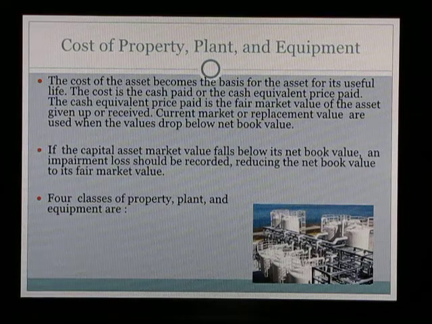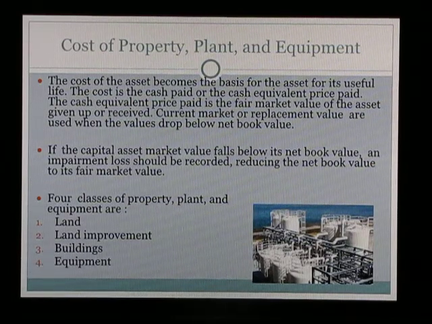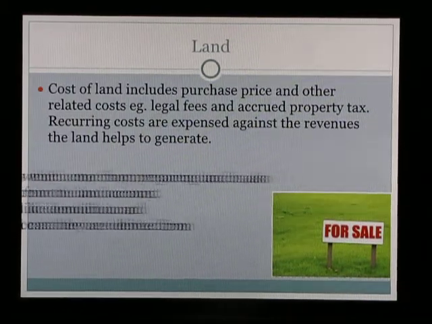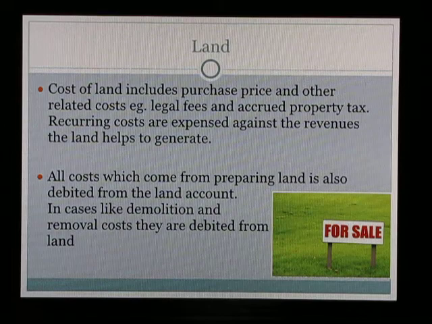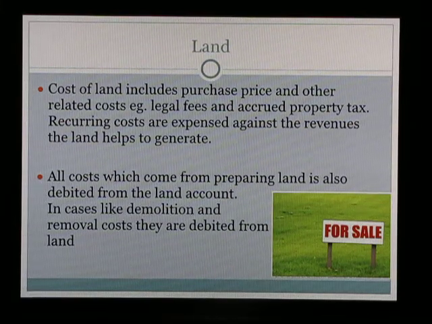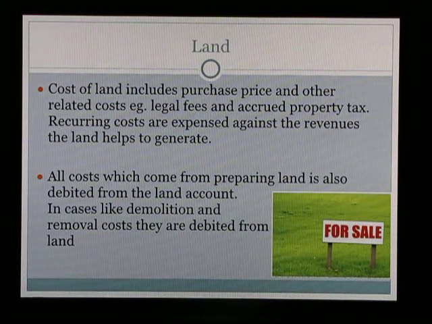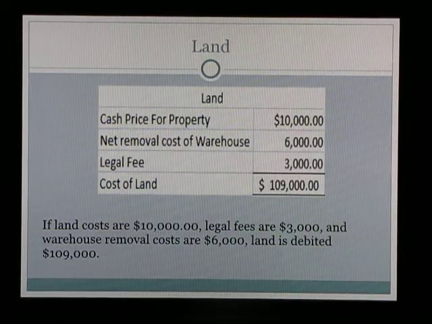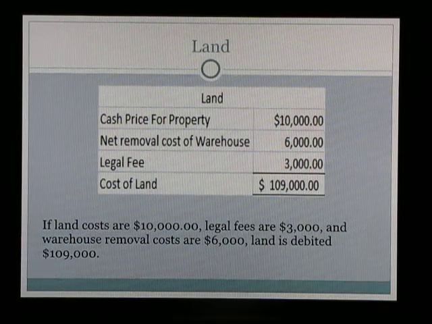Four classes of property, plant, and equipment are land, land improvement, buildings, and equipment. So land is the first one. The cost of land includes purchase price and other related costs such as legal fees and accrued property tax. Recurring costs are expensed against the revenues the land helps to generate. All costs which come from preparing land are also debited to the land account. In cases like demolition and removal costs, they are debited to land. Here's a little example. If land costs are $100,000, legal fees are $3,000, and warehouse removal costs are $6,000, land is debited $109,000.